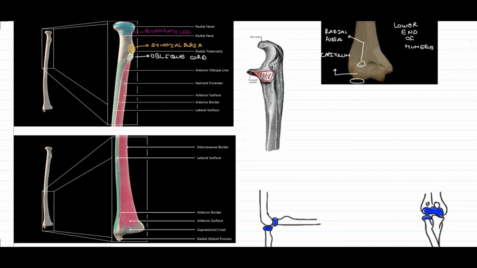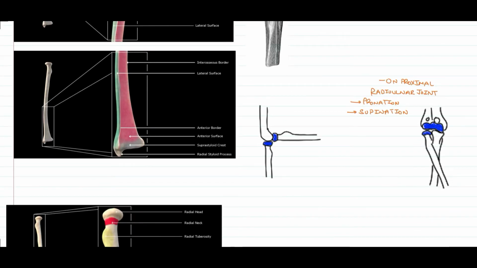So, at the proximal radioulnar joint, there are two movements, namely pronation and supination. Here, we can see that when the radius is moving towards the medial side, the movement is termed pronation, whereas if the radius stays in its original position, it is known as supination.